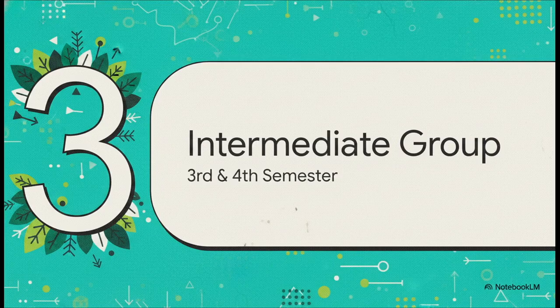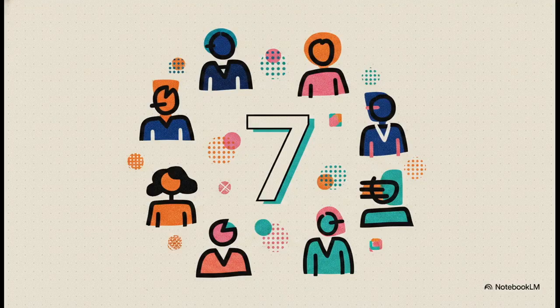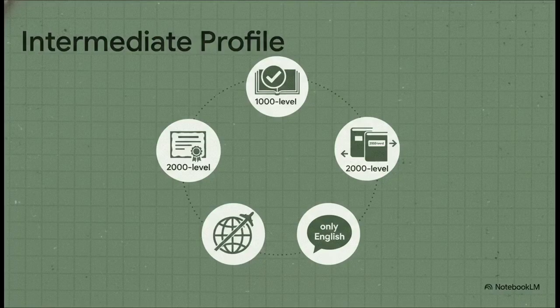Okay, moving on up, let's talk about the intermediate group, which we've highlighted in green. How do they stack up? And just like the beginners, we're looking at another group of 7 students. See that pattern? So what set these learners apart?